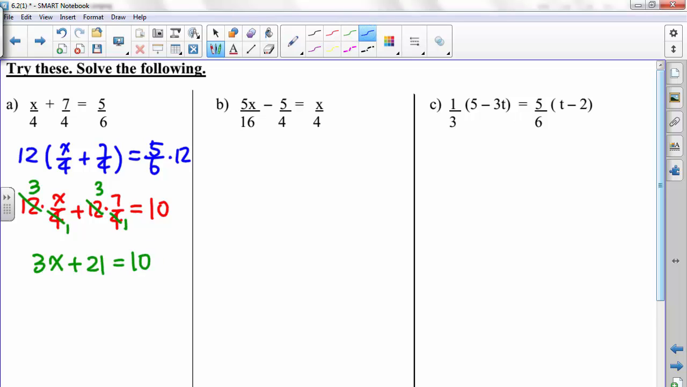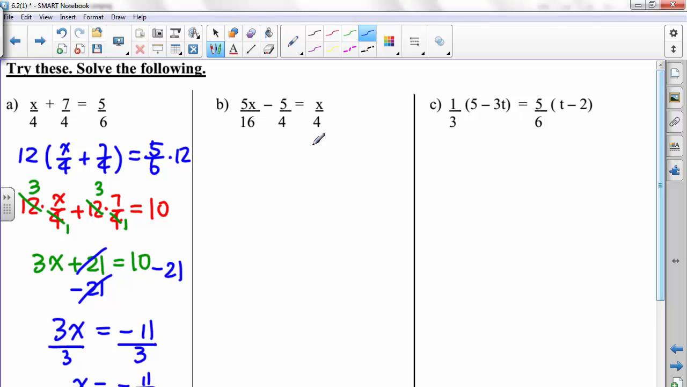Then let's take the inverse operation on both sides to find the x value. So I subtract 21 from both sides. 3x equals negative 11. Then divide both sides by 3. X equals negative 11 over 3.